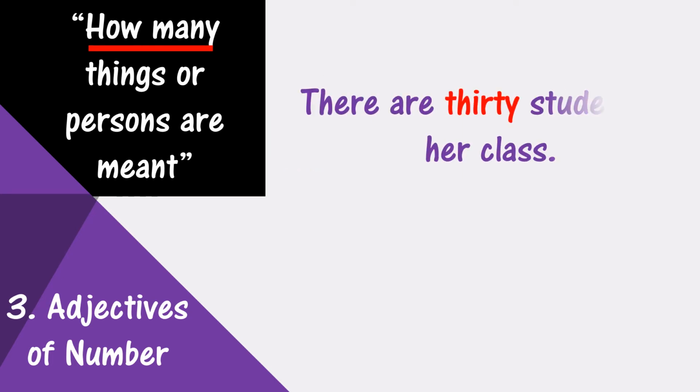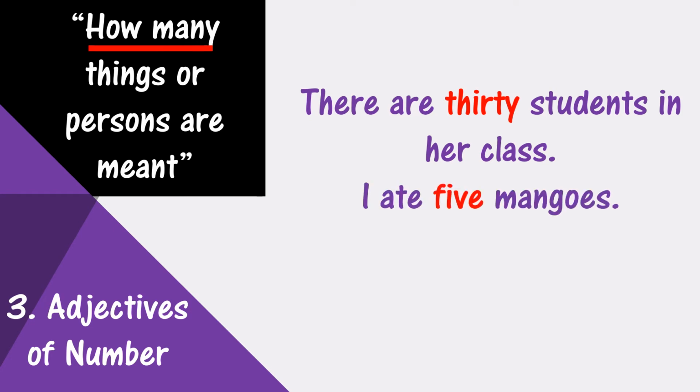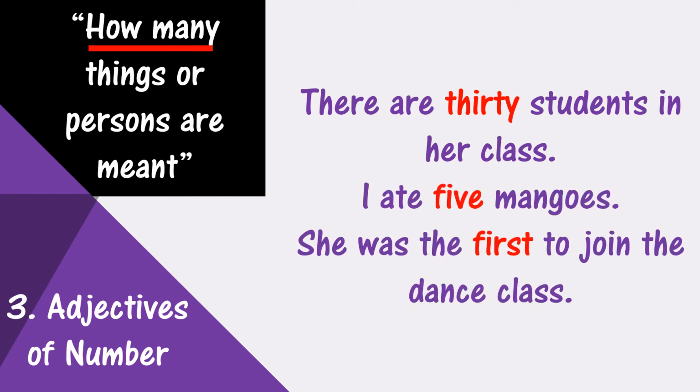There are 30 students in her class. I ate 5 mangoes. She was the first to join the dance class. So here the adjectives of number are 30, 5, first. Understood? Remember children, don't get confused between adjectives of number and adjectives of quantity.